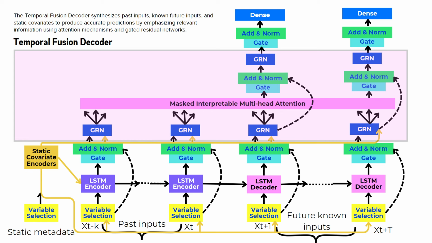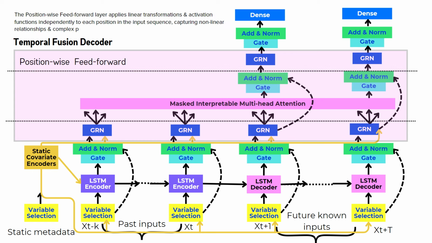The position-wise feed-forward layer in the chart applies a series of linear transformations and activation functions to each position in the input sequence independently. This layer processes the data after it has been refined by attention mechanisms, ensuring that non-linear relationships and complex patterns are captured. By applying these transformations, the model can better understand the interactions between different time steps without altering their temporal order.